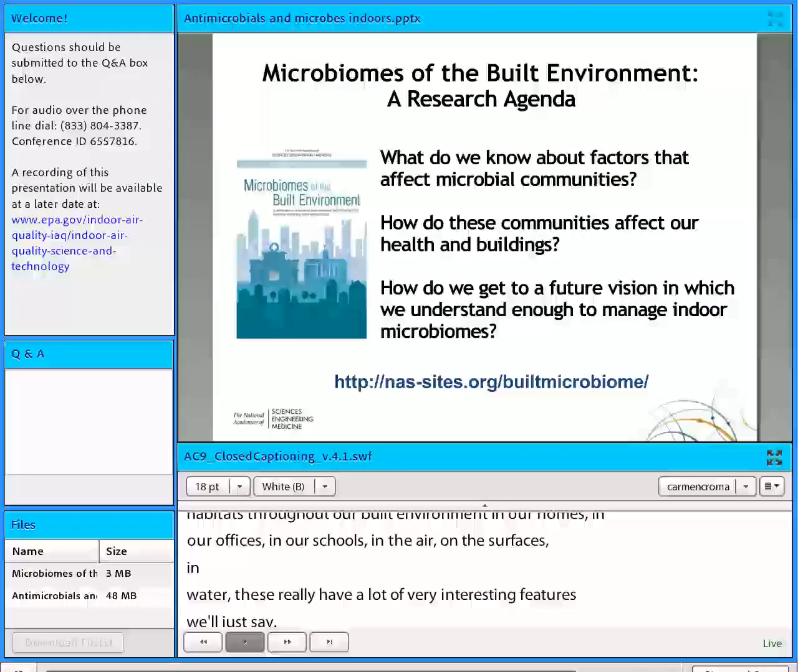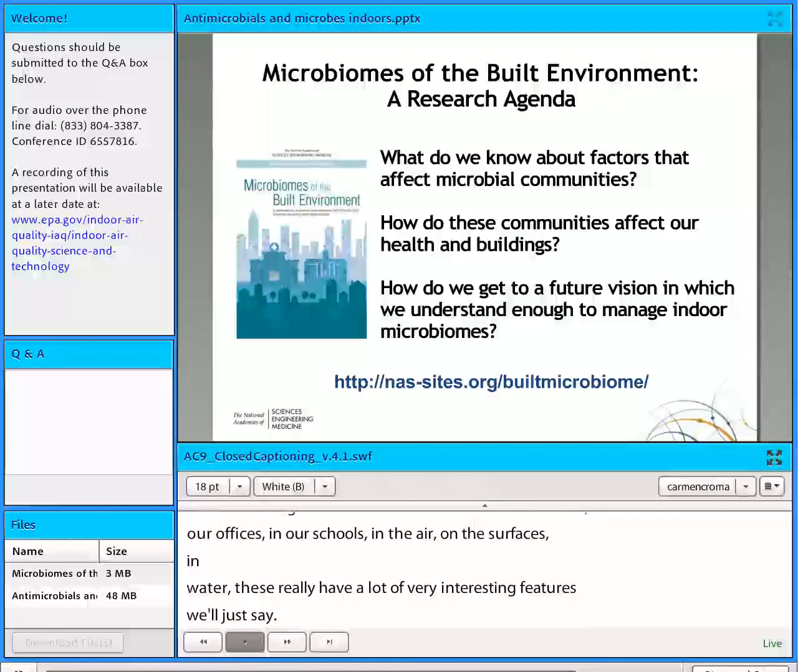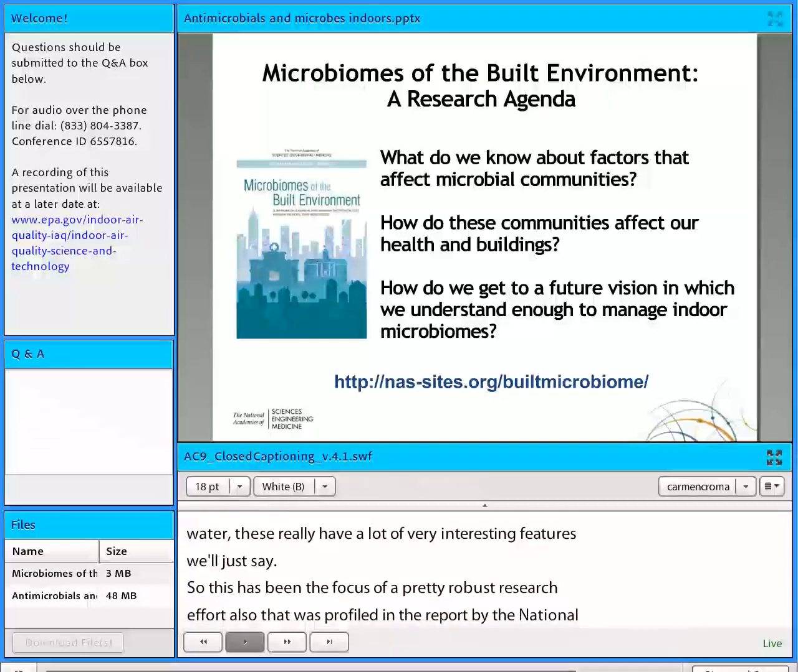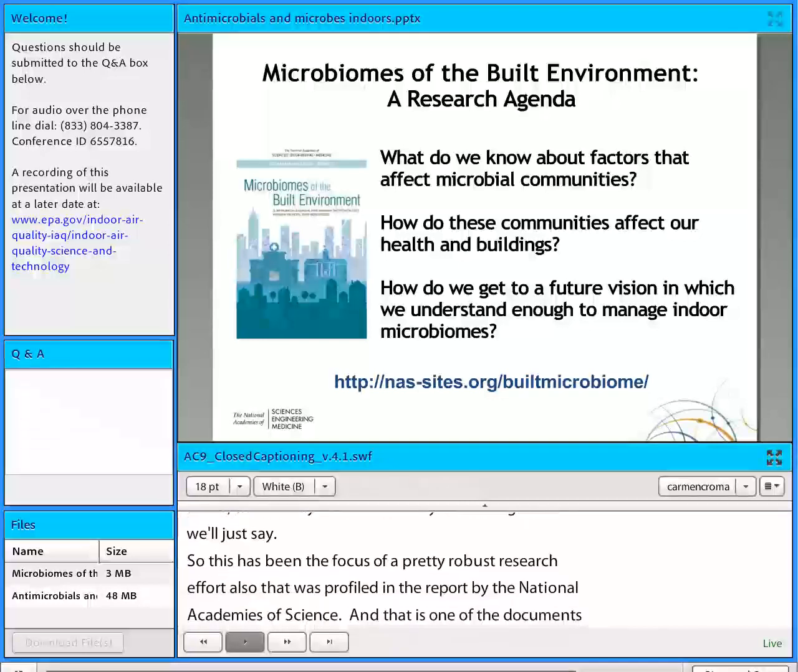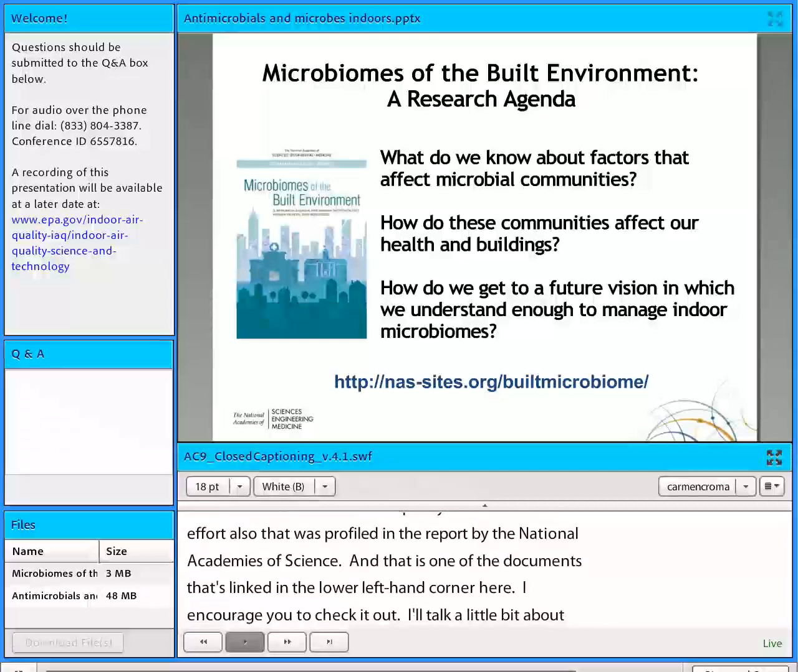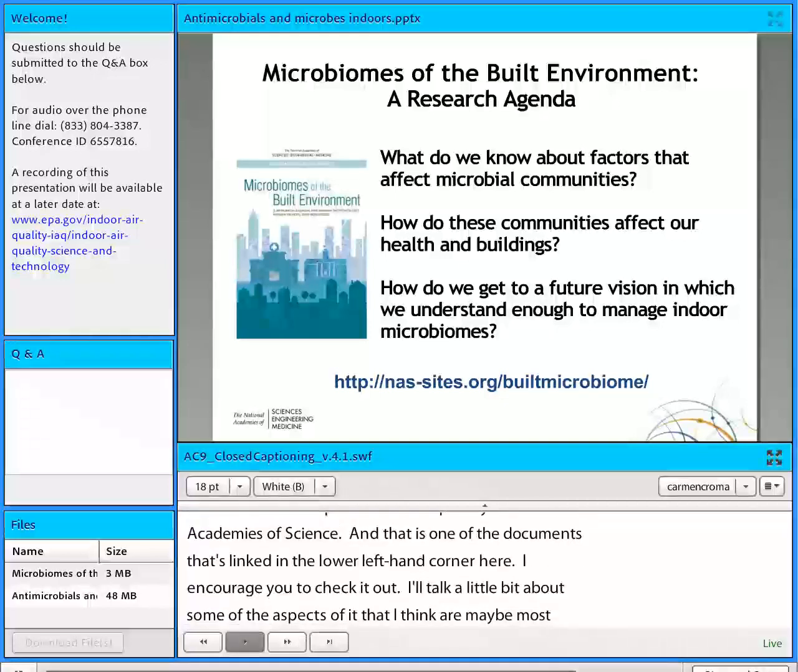So this has been the focus of a pretty robust research effort, I'll say, that was profiled in this report by the National Academies of Science, and that's one of the documents that's linked in the lower left-hand corner here. I encourage you to check it out. I'll talk a little bit about some of the aspects of it that I think are maybe most relevant to our discussion today or most interesting to me personally.